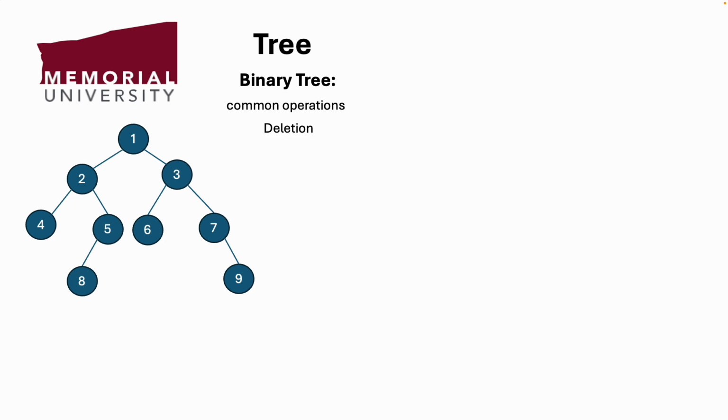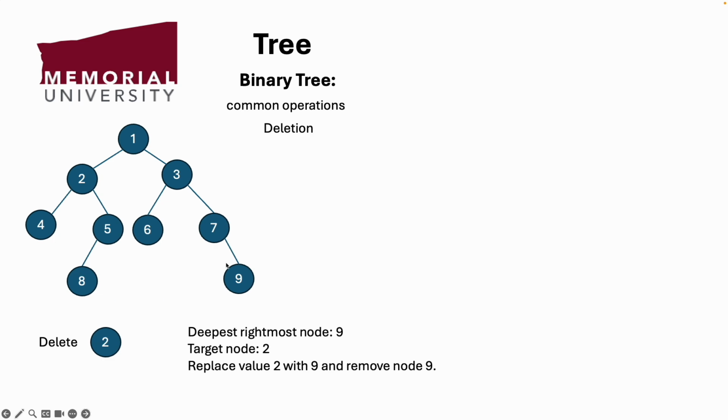Okay, let's look at a more complicated case. Let's process deleting node 2 again for this tree. First, we need to find the deepest rightmost node. In this case, which one? This is the deepest level. Rightmost, from left to right, rightmost is what? It's this one, node 9.